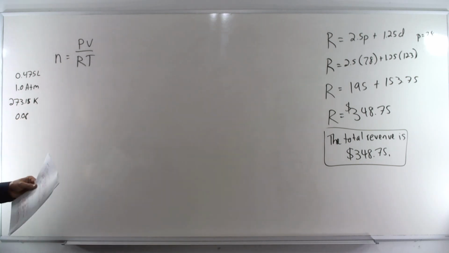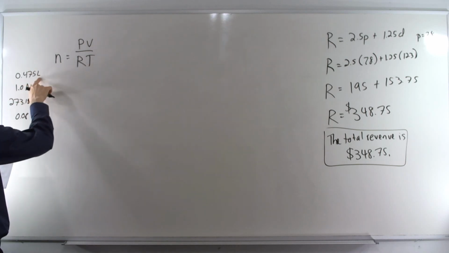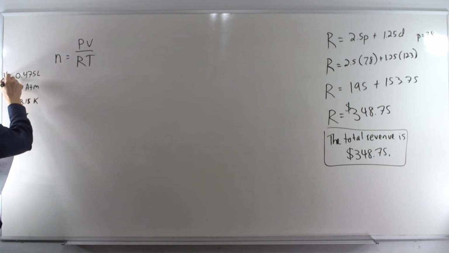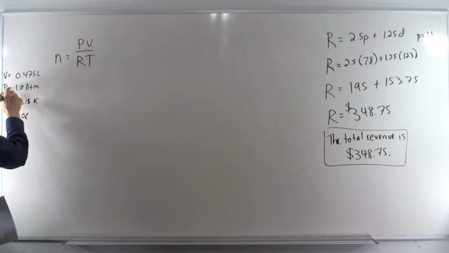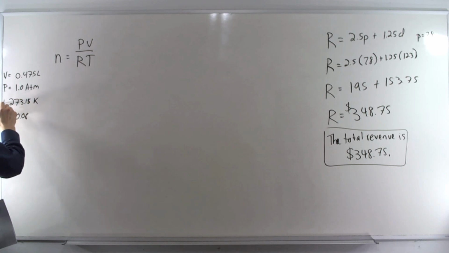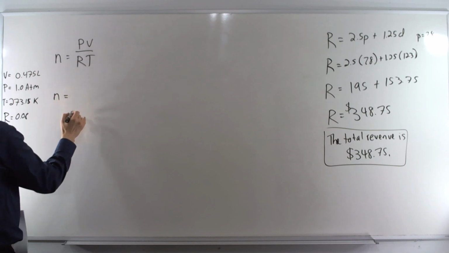All right, so as I read through this, I'm picking out these values here. We've got 0.475 liters, so that's the volume. So there's V. Atmospheres, there's your pressure. Temperature is in Kelvin, so there's T. And then the ideal gas constant, 0.08. So there's the values, and we're going to plug them in here and find the number of moles.